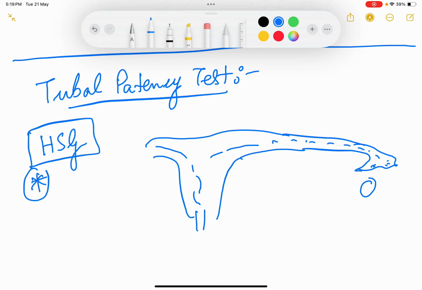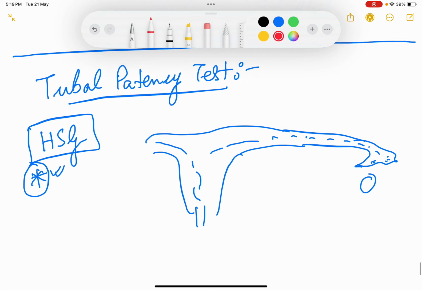For HSG I have a separate video, kindly look for the HSG video whereby you will find how HSG is done, what are the dyes which are taken, how much dye is taken. These will be asked in your examination. Of course, it can be a spotter or an OSCE, or table viva questions are already there. So, you just have to look at that video.